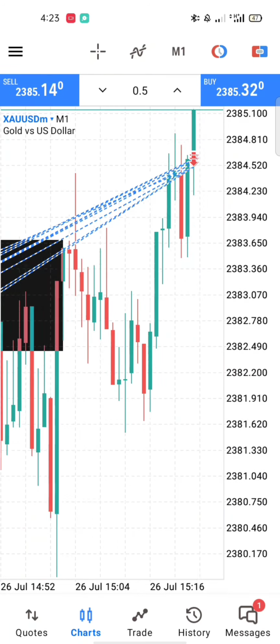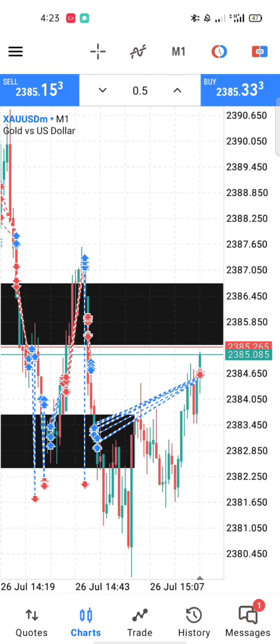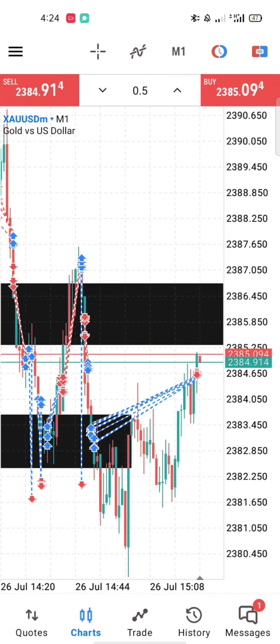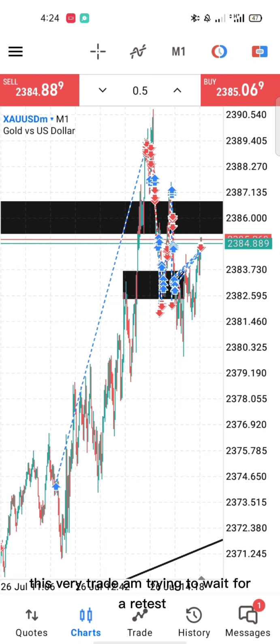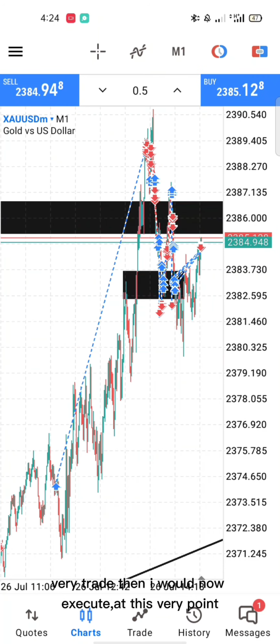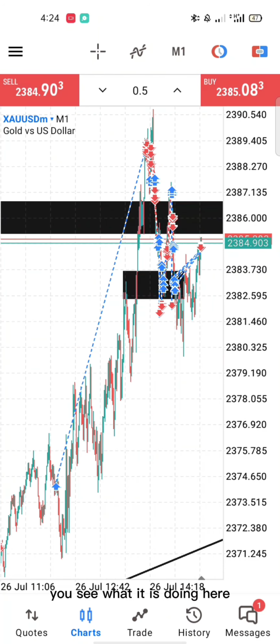And see, as I closed the trade, it started pulling up with velocity. It saw that money had really been short. So currently, from the very point, I've seen this trade and I'm waiting for a retest, then I execute. At the very point, you see what the trade is doing here.